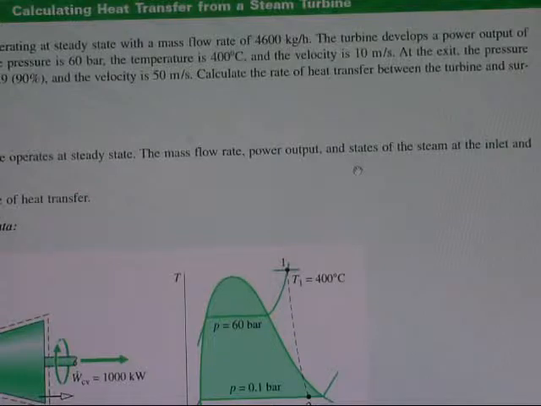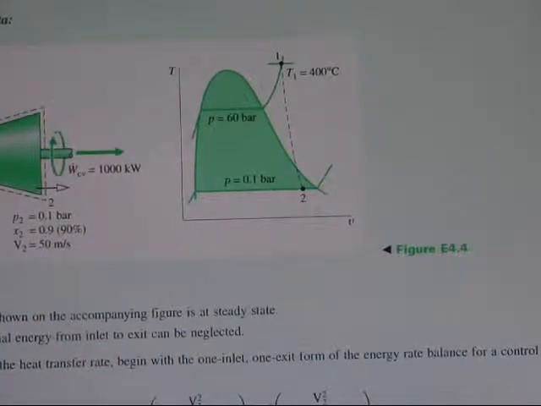So therefore, we are given the mass flow rate of 400 kg/hour. P1 is 60 bar, T1 is 400 degrees centigrade, V1 is 10 meters per second. And the output pressure is 0.1 bar, the quality is 90%, velocity V2 is 50 meters per second, and the work rate is 1000 kilowatts.